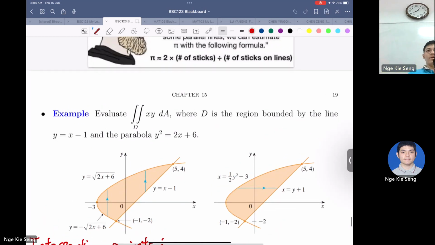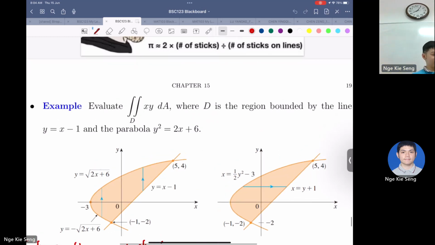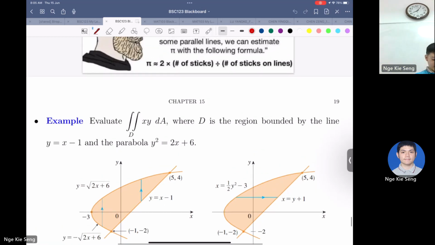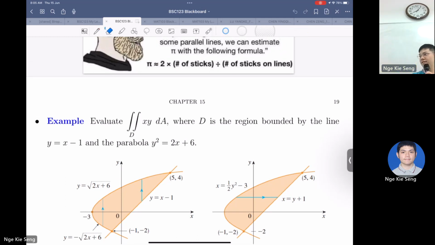Okay, did anyone go back and manage to compute this example last time? Want to try this yet? No one? Okay. Let's discuss. What should we do for this question? Evaluate the double integral of xy dA, where D is the region bounded by the line y equals x minus 1 and the parabola y squared equals 2x plus 6.